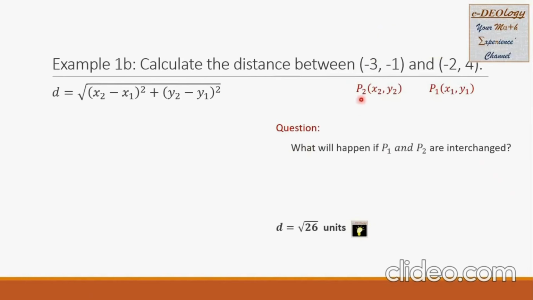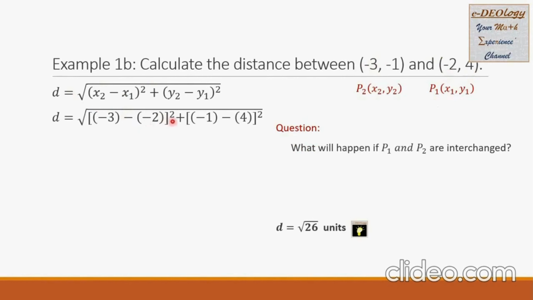So I put here the first point to be the P sub 2 and the second point here to be P sub 1. Let us solve using our distance formula. Let us substitute the values. The x sub 2 is the negative 3, then minus x sub 1 is negative 2.